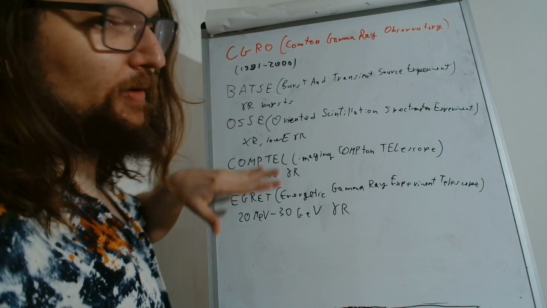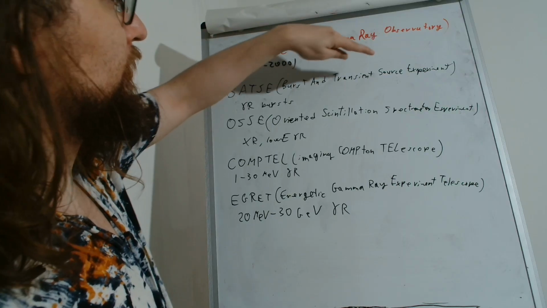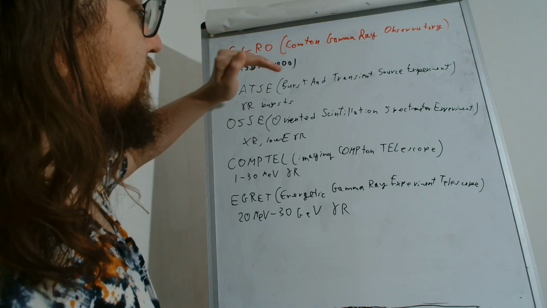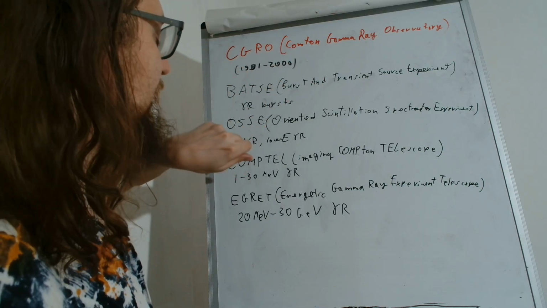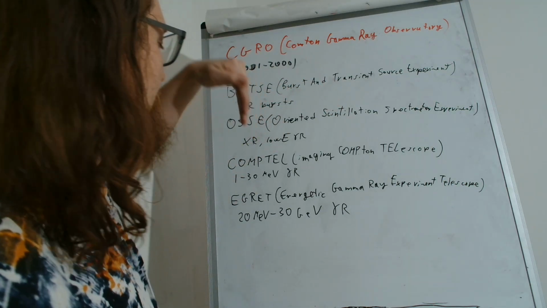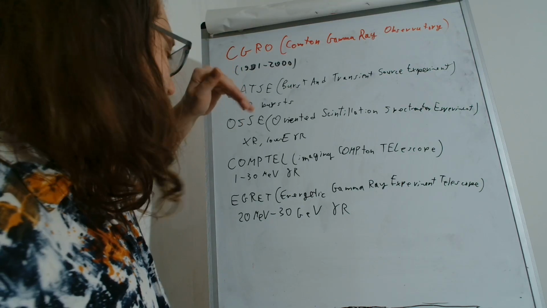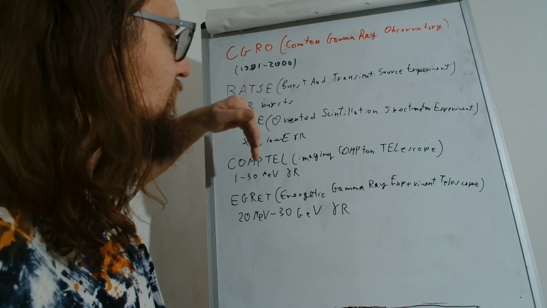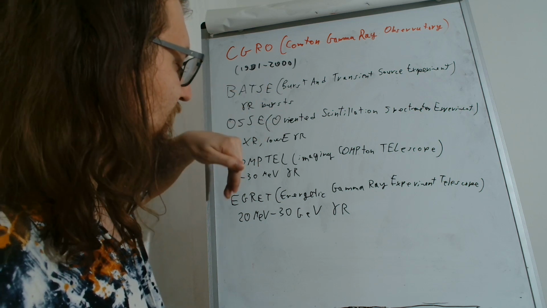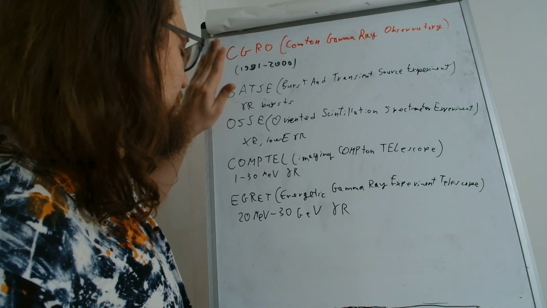It had 4 experiments on board. One is BATSE, Burst and Transient Source Experiment for gamma ray bursts. One is OSSE, Oriented Scintillation Spectrometer Experiment for X-rays and lower energy gamma rays. One is COMPTEL, Imaging Compton Telescope for gamma rays with energies from 1 to 30 megaelectron volts. And one is EGRET, the Energetic Gamma Ray Experiment Telescope for gamma rays with energies from 20 megaelectron volts to 30 gigaelectron volts. So we will see BATSE and EGRET.